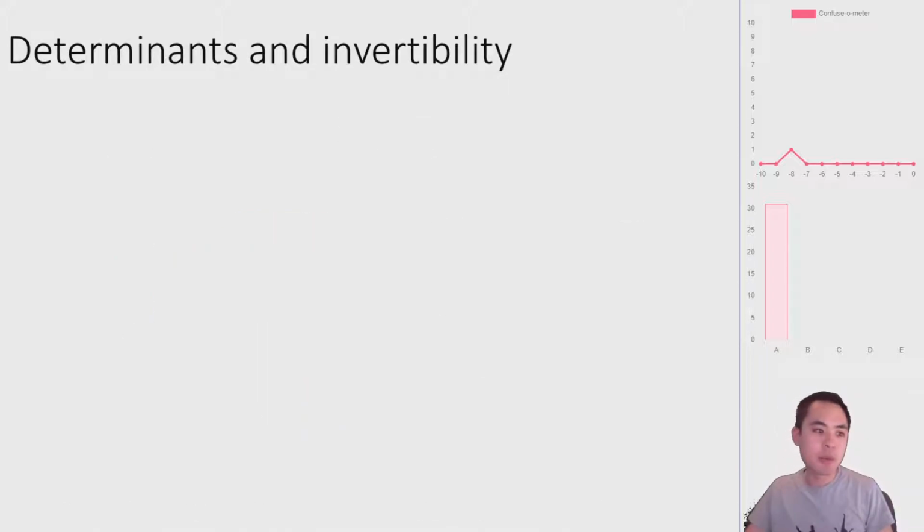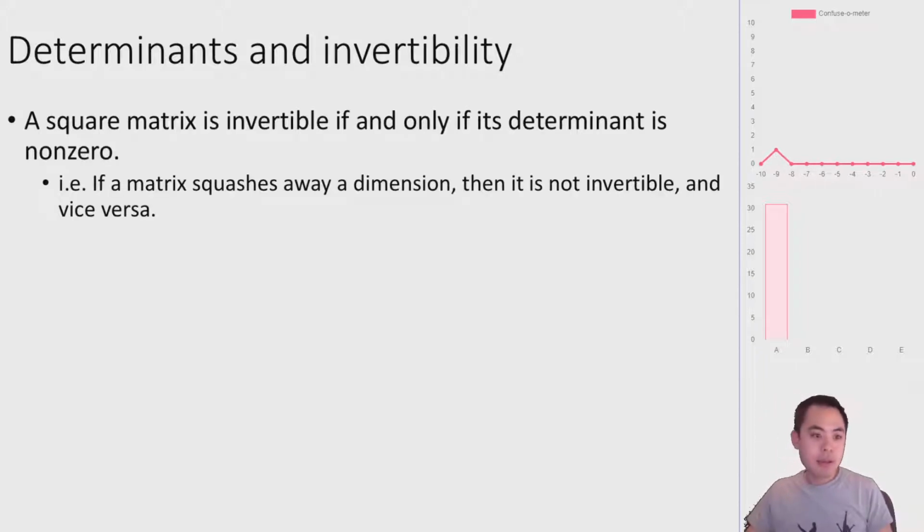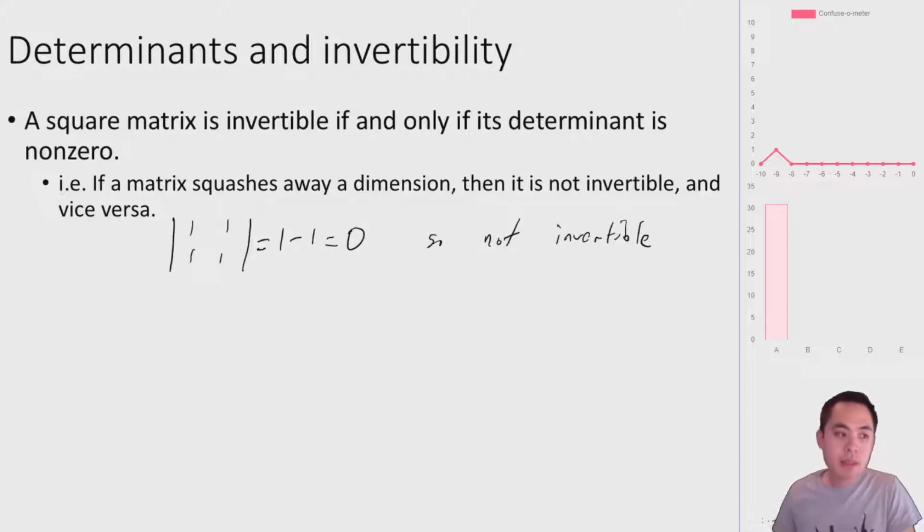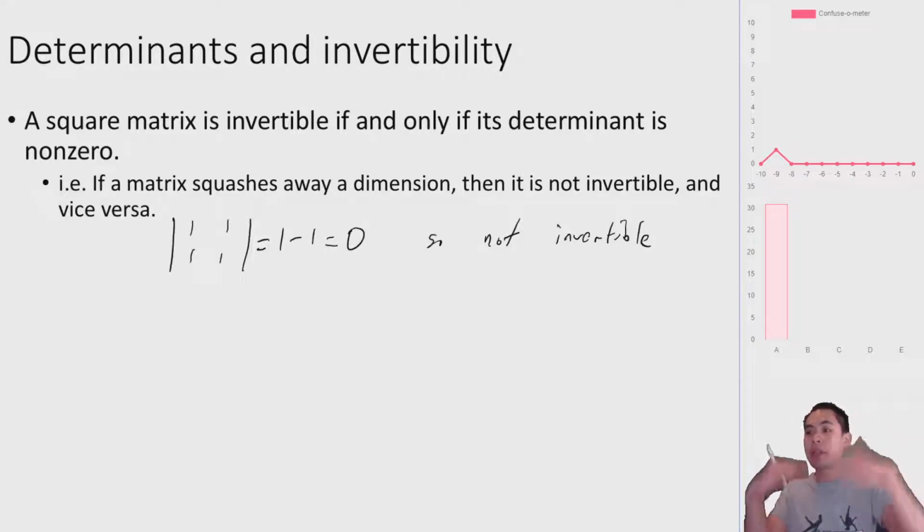And so let me end with a couple important properties of determinants. So a square matrix is invertible if and only if its determinant is non-zero. This makes sense intuitively because if a matrix squashes away a dimension, then it's not invertible and vice versa. So again, we had [[1, 1], [1, 1]], whose determinant is 1 minus 1, which is equal to 0, so not invertible. So this means that the determinant gives you an easy test to know if something's invertible without having to go through the entire process of Gauss-Jordan elimination to try to find the inverse.